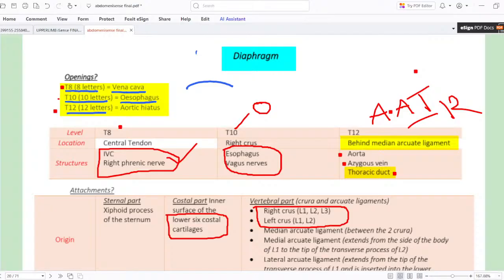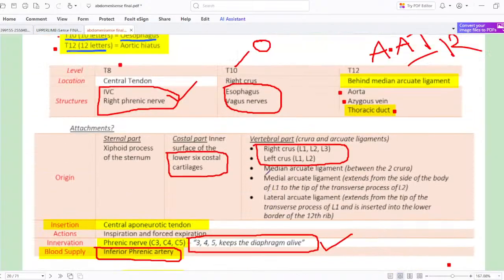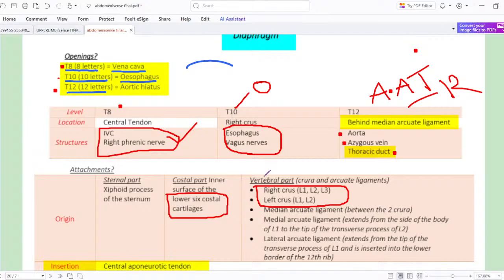Now, in exams they mainly ask about their vertebral levels. This is the vena cava opening, we have the esophageal opening, we have the aortic opening: 8, 10, and 12 serially. I remember it like VOA: 8, 10, 12. V for vein, mainly the inferior vena cava. T8, this is the vena cava opening.